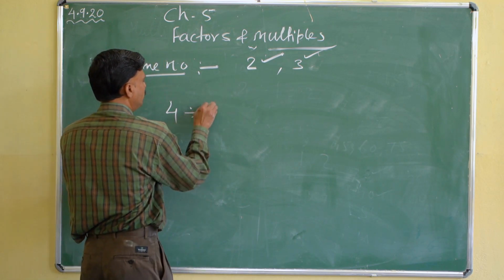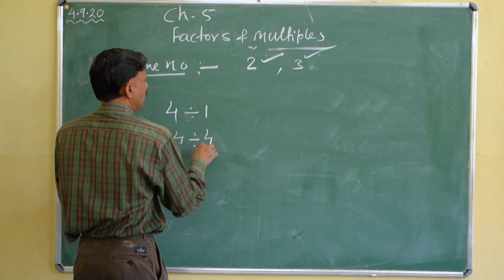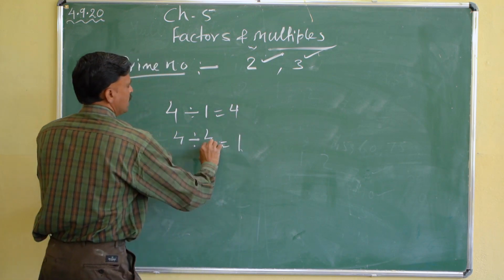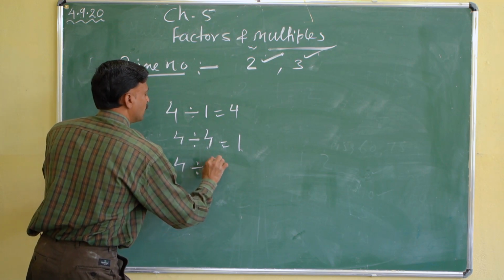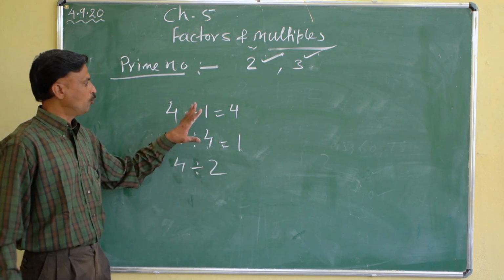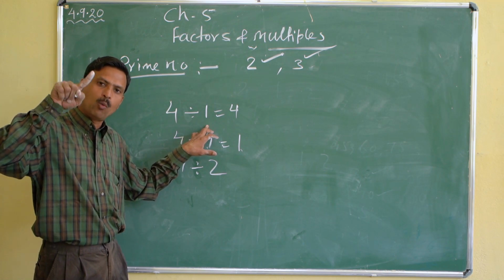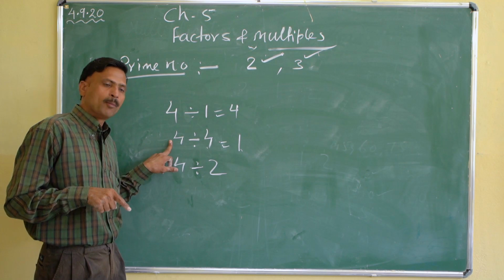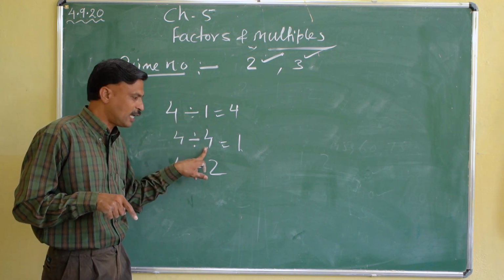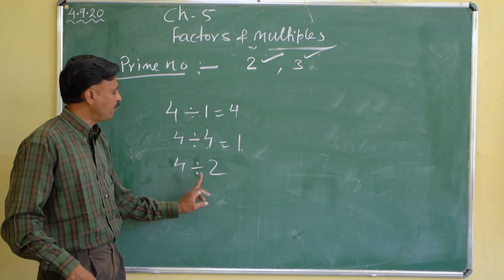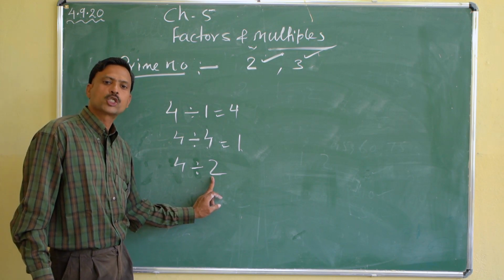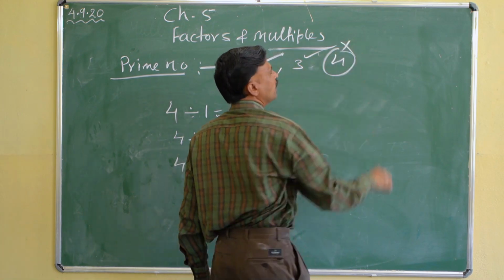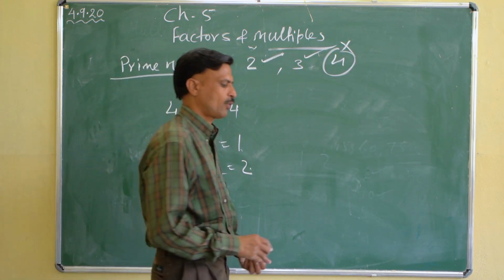It is divisible by 1. It is divisible by 4. Other than 1 and 4, it is divisible by another number, that is 2. Okay? So what I am saying, the number which is divisible by 1 and itself, that is called prime. So 4 is not prime. Why? Because other than 1 and itself, it has one more factor, that is 2. So it is divisible by 2 also. That's why 4 is not a prime number.